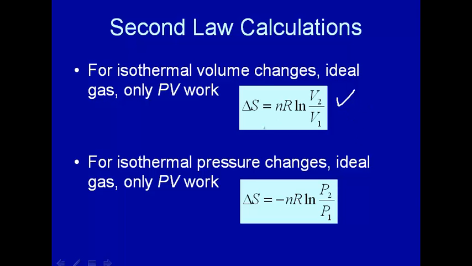And then if we make the same kinds of assumptions, we can immediately change this into a pressure change. Because we know for an ideal gas at constant temperature, V2 over V1 is equal to P1 over P2. This is Boyle's law, essentially.